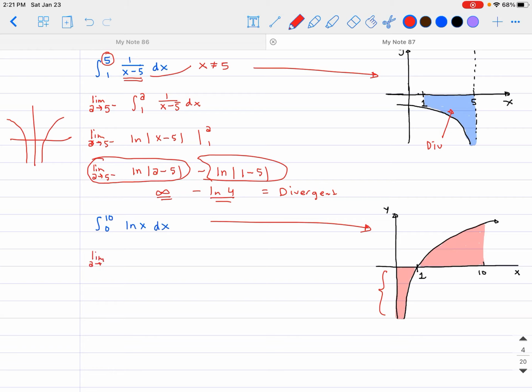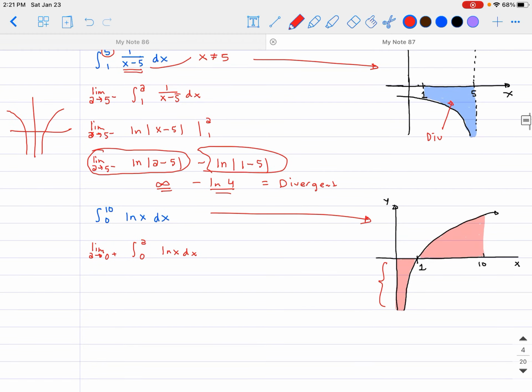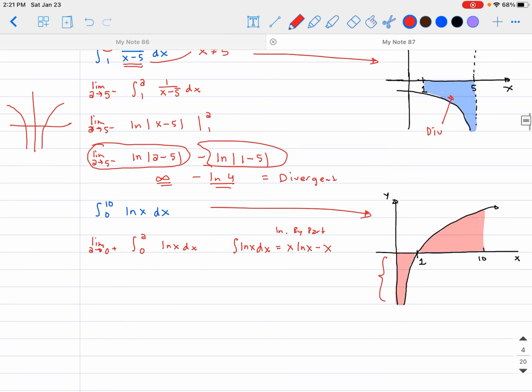The limit as a approaches 0 from the right-hand side, in this case, of the integral from 0 to a of ln of x dx. So we're going to have to take the antiderivative. Fortunately, just to have it on the side, hopefully you remember this: the antiderivative of ln x dx is x ln of x minus x, and this is using integration by parts. Hopefully you remember how to do it. To save a little bit of time, I'm just going to put that in there so we can look at the important part. So the limit as a approaches 0 from the right-hand side, and now we put in the antiderivative, x ln of x minus x, technically ln of the absolute value of x in this case, with boundary from 0 to a.